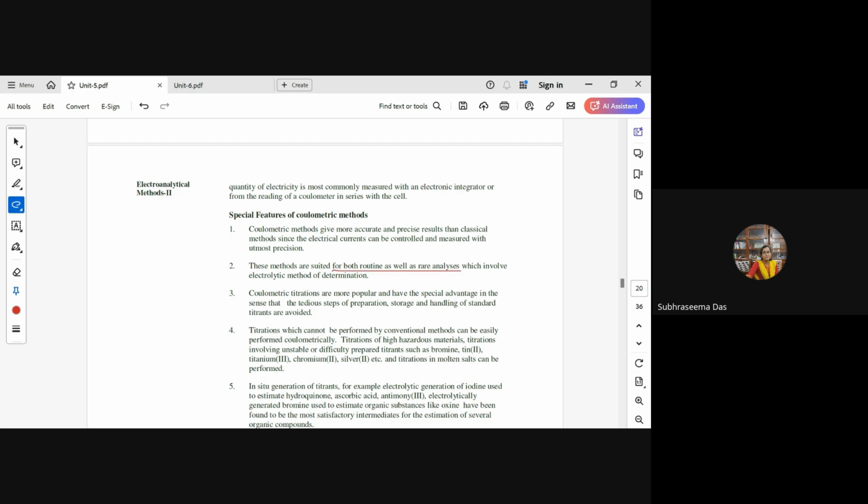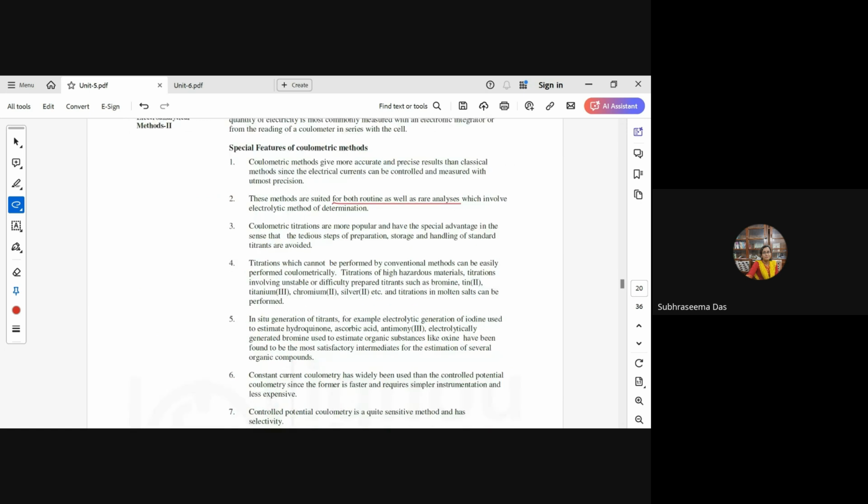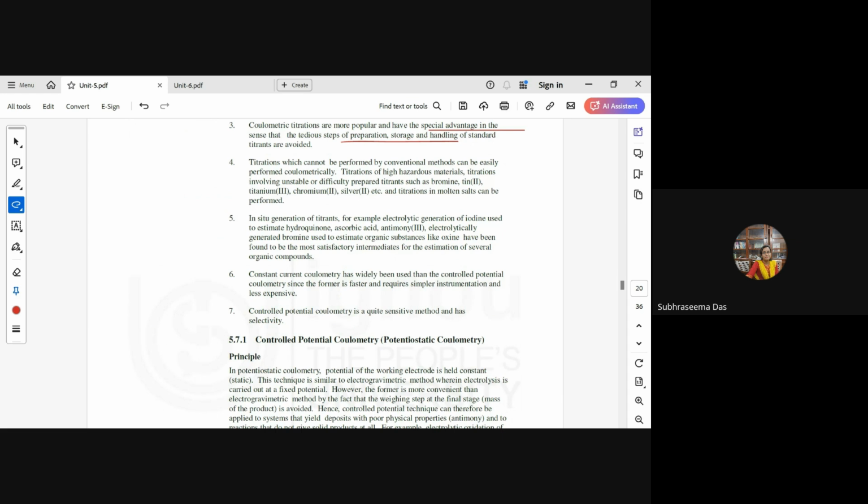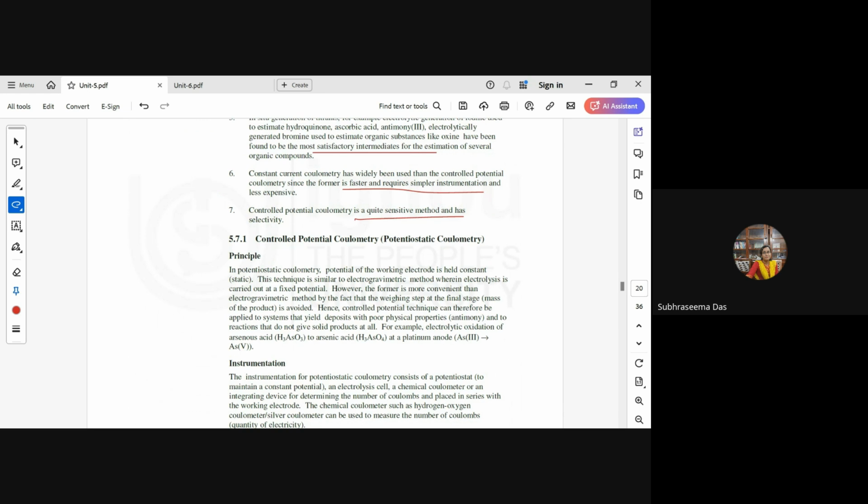So certain special features of coulometric methods: they give more accurate and precise results. They are suited for routine as well as much more complex analysis. They are more popular because they do not have the tedious steps of preparation, and handling is easier. Titrations which cannot be performed by conventional methods have been performed coulometrically. The in situ generation of titrants has been found to give the most satisfactory results for various organic compounds. Constant current coulometry is more useful than controlled potential coulometry because it is faster and inexpensive. Controlled potential coulometry is also a quite sensitive tool and is more selective.